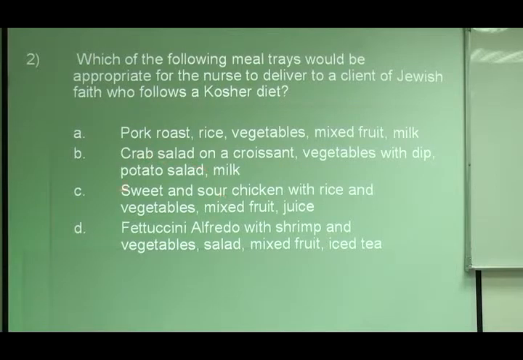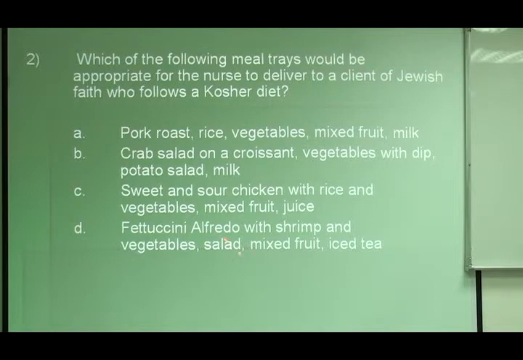So here, sweet and sour chicken with rice, vegetables, fruit juice, not milk. So they can eat this one. What's wrong with this one? There, shrimp. This one, crab. This one, pork and milk at the same meal. Cannot.